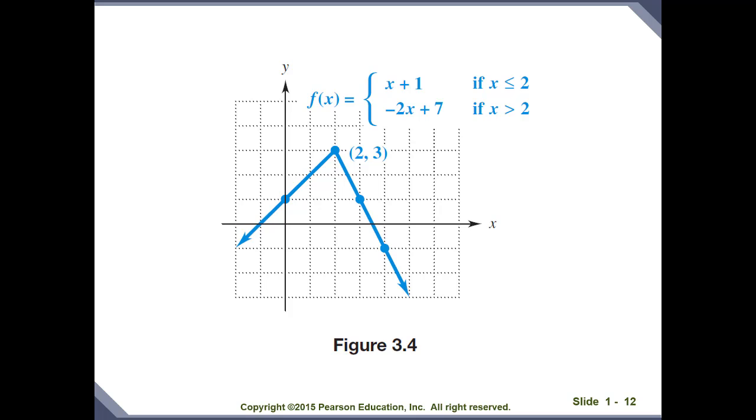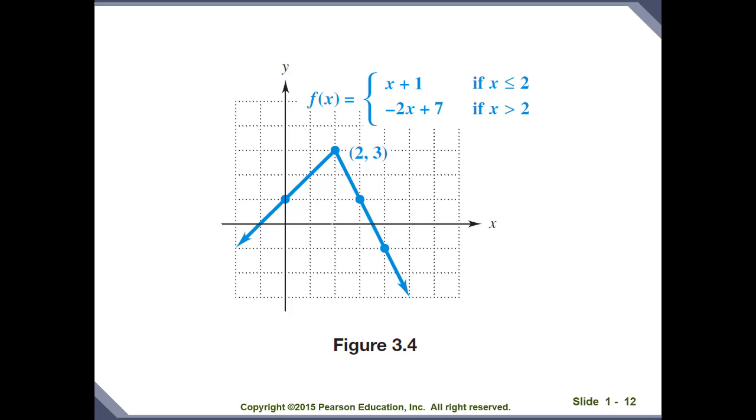Here is an example of what's called a piecewise function. And a piecewise function is two functions. I shouldn't say it's two functions. It's one function that has two different conditions. So if x is less than or equal to 2 here, our function is we add 1 to x.